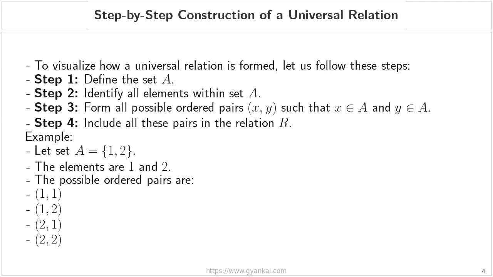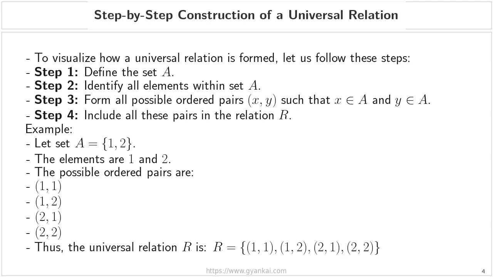Thus, the universal relation R is the set containing all these pairs: (1, 1), (1, 2), (2, 1), and (2, 2). As you can observe, every possible combination has been included, leaving no element unconnected. In the next slide, we will see how this mathematical structure translates into a real-world scenario.